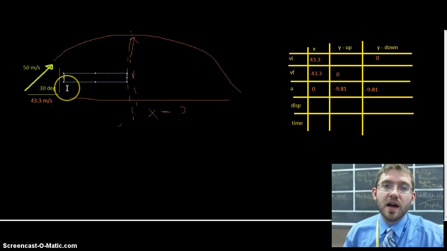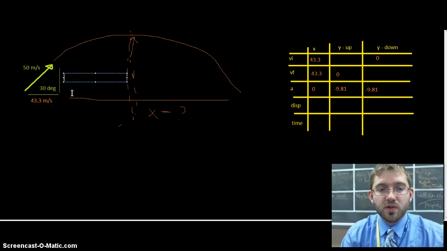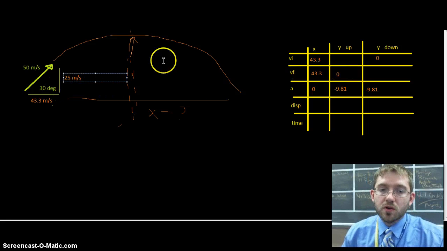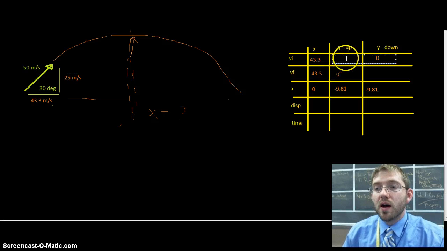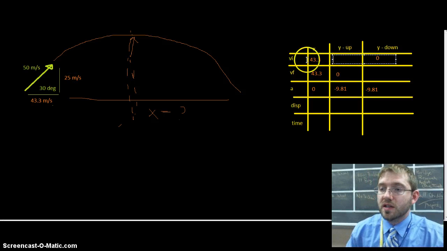So to find the opposite side, the opposite side equals 50 times the sine of 30. Sine of 30 is 1/2, so this side is 25. Where does this go? It goes into my y up column, because this is the initial velocity, vi, in the upward direction, so 25.